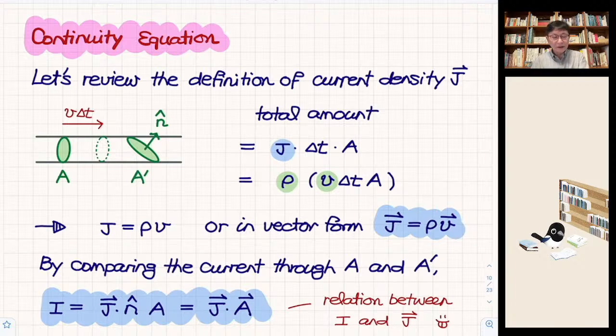Okay, great. And just as a remark, if you intentionally choose a vector area, A prime here, with a different n, you can see from the figure that this A and this A prime are not the same. Will this cause any problem? Not at all. Because if you compute the current, that is the total amount per unit time passing through the area, and define it as J dot n times A, then that is J dot A. No matter how you choose the cross-sectional area as a vector, this still works.